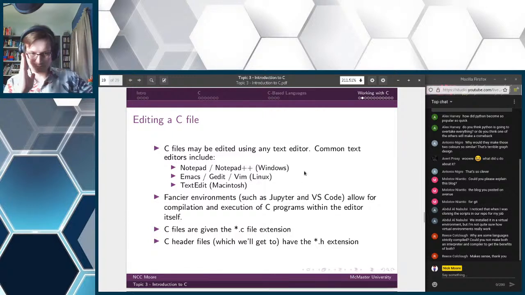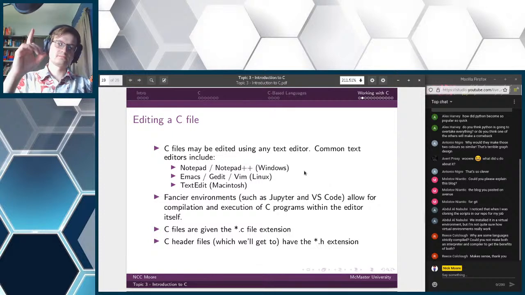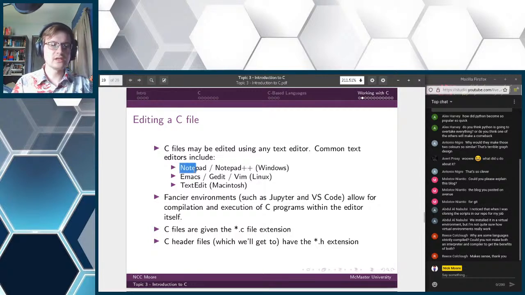Anyway, this is how you write a C program. Number one, C files may be edited using any text editor. Common text editors include, in Windows, Notepad or Notepad++. In Linux, you're talking Emacs, Gedit, or Vim. And on Macintosh, you're talking TextEdit.